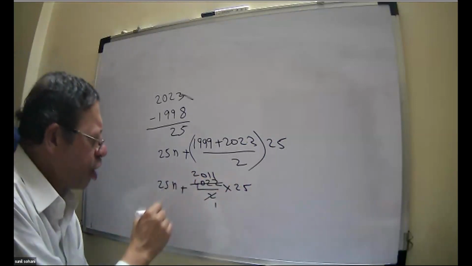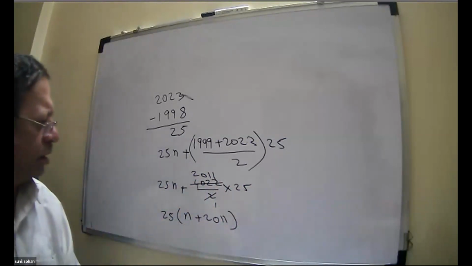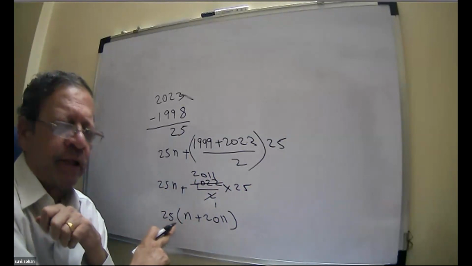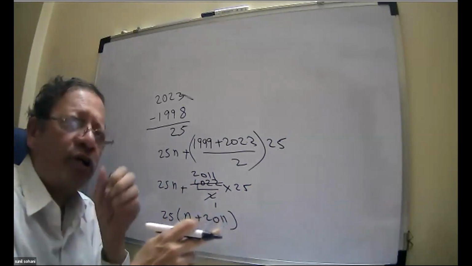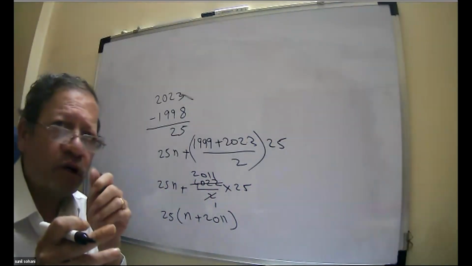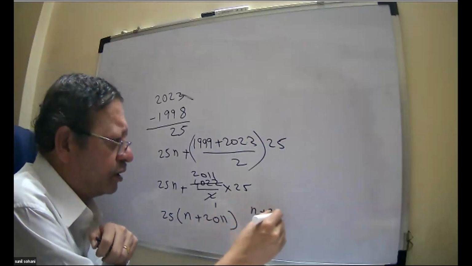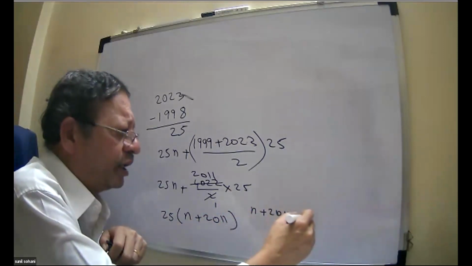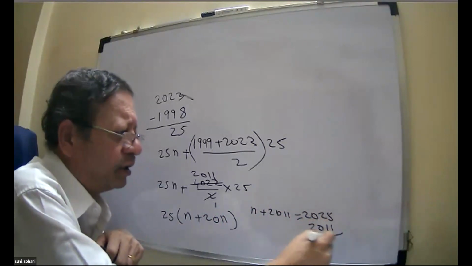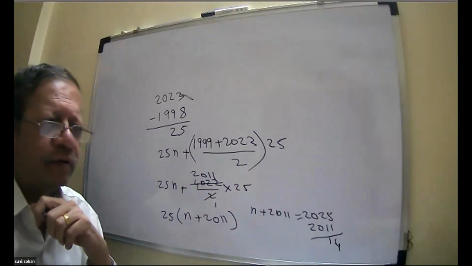You can see the 25 is a common thing. So we have n plus 2011. Basically n plus 2011 should be a perfect square because 25 is as it is a perfect square. I can see quickly that 40 square is 1600, 50 square is 2500, that is too far, and 45 square is 2025. So n plus 2011 should be 2025, very near to it. So 2025 minus 2011 will give you the least value of n, which is 14.